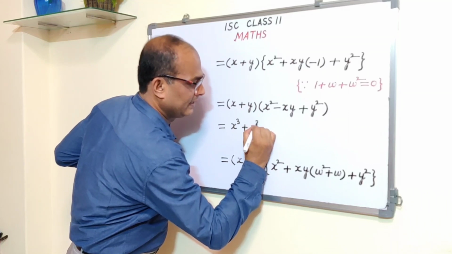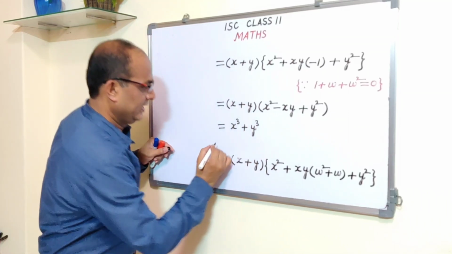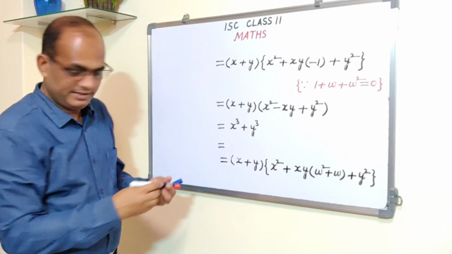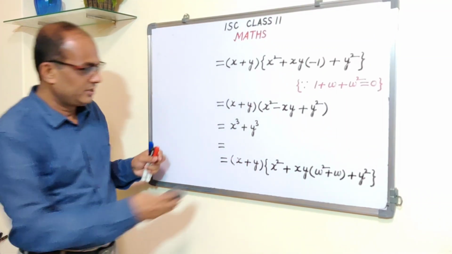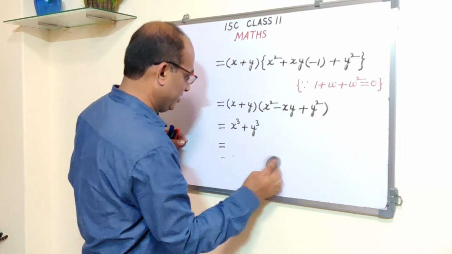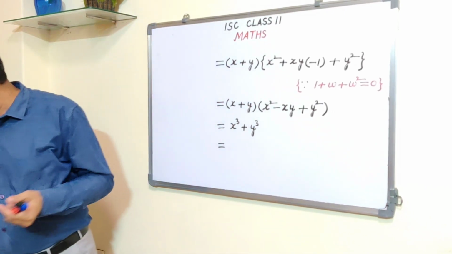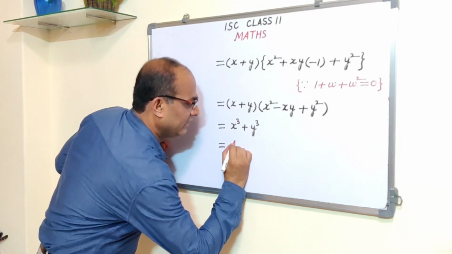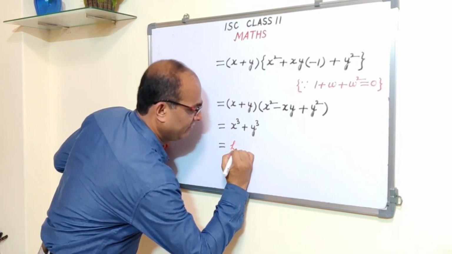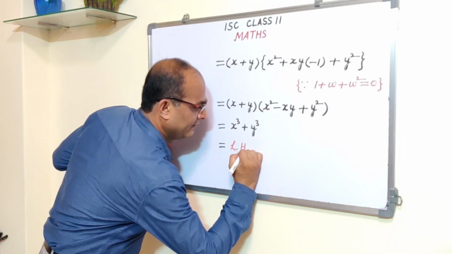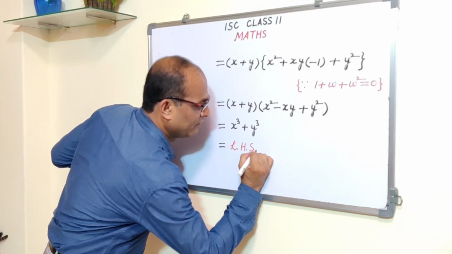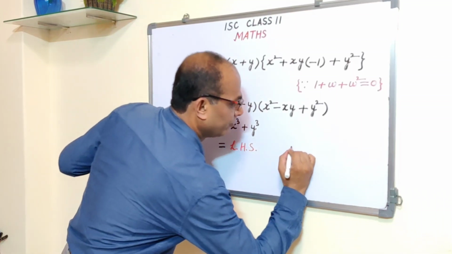Alright, so you can write down this is equal to RHS. No, not RHS. We started with the RHS. So this is equal to left hand side. Fine, and you proved it. QED.